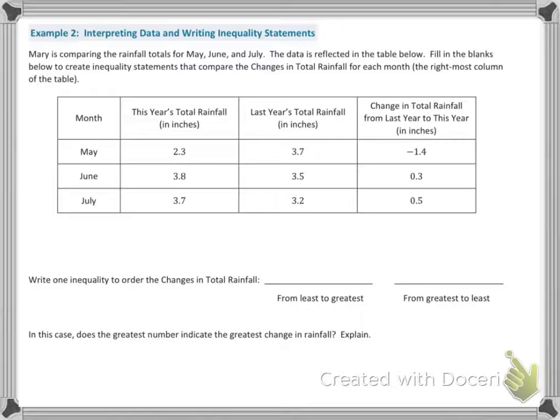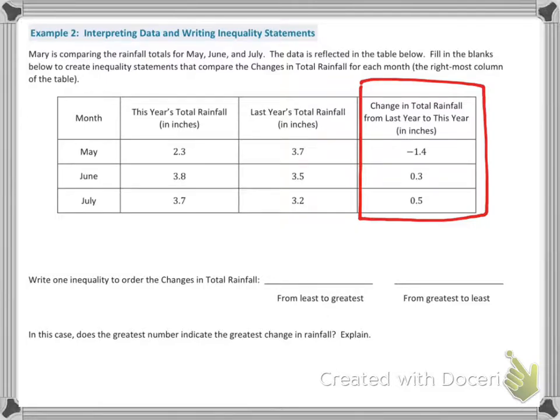All right, example 2. Mary is comparing the rainfall totals for May, June, and July. The data is reflected in the table below. Fill in the blanks below to create inequality statements that compare the changes in total rainfall for each month, which is the furthest to the right. That's this one. Okay, so we're going to write an inequality statement from least to greatest.